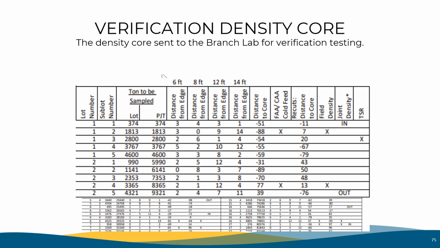So what cores go to the NDOT lab for correlation testing, you might ask? Well, we need to go to the random sampling schedule again. The RSS will designate a correlation density core in the field density column. According to this sheet, it will be sample 1-2 and sample 2-4. These density cores will need to be sent to the NDOT lab for verification testing.